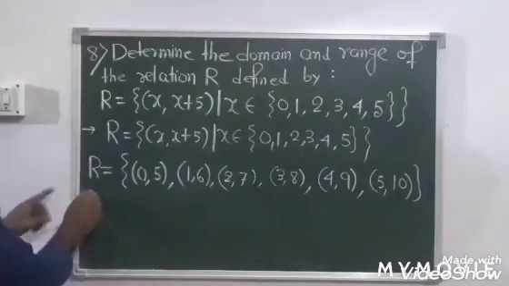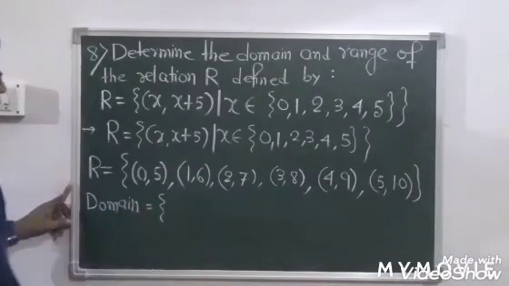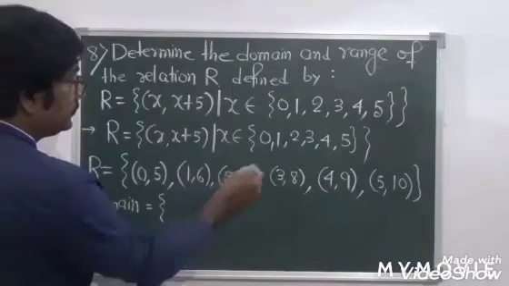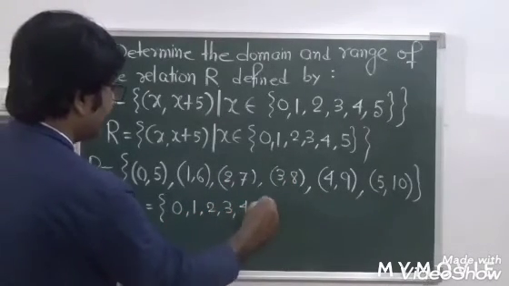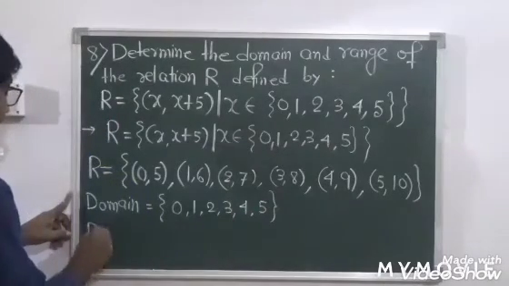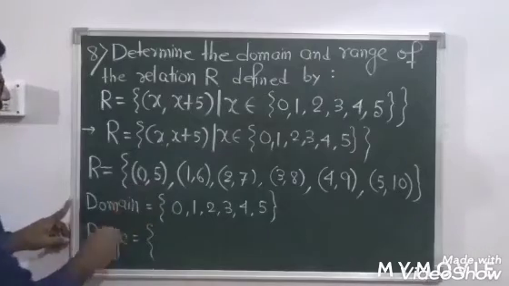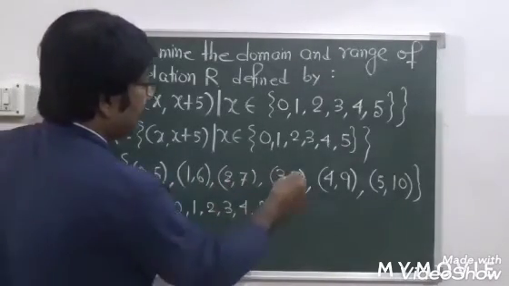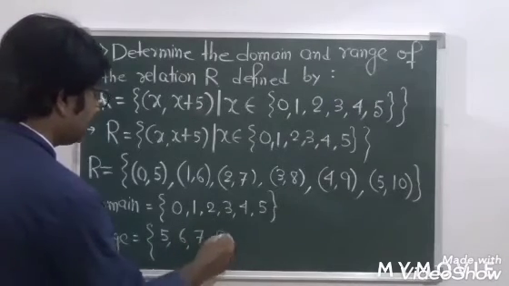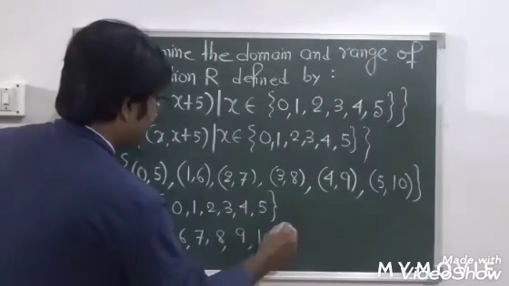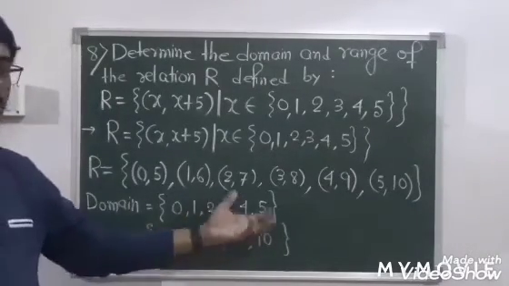So let us write down the domain. Domain, obviously the values are 0, 1, 2, 3, 4 and 5. And the range is given by the second elements in the ordered pairs: 5, 6, 7, 8, 9 and 10. So this is the range of this relation, and this happens to be the domain of this relation.